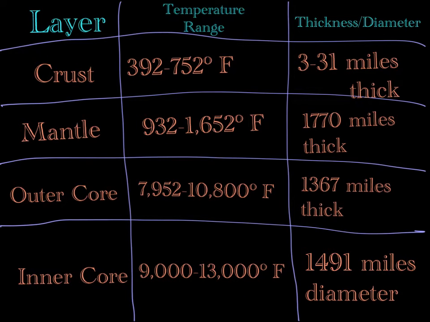The crust ranges from 392 degrees to 752 degrees Fahrenheit and is from 3 to 31 miles thick. The mantle is 932 degrees to 1,652 degrees Fahrenheit and is 1,770 miles thick. The outer core is 7,952 degrees to 10,800 degrees Fahrenheit and is 1,367 miles thick. And the inner core is 9,000 degrees to 13,000 degrees Fahrenheit and has a diameter of 1,491 miles.